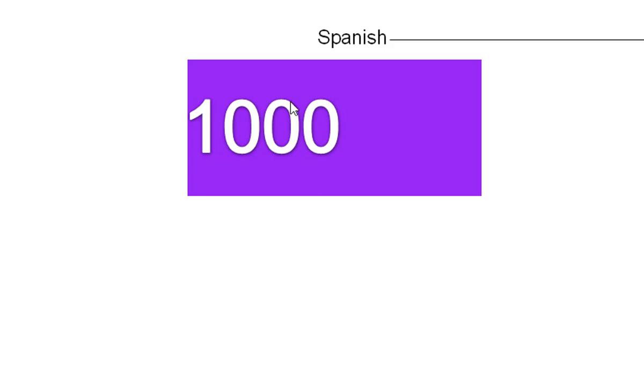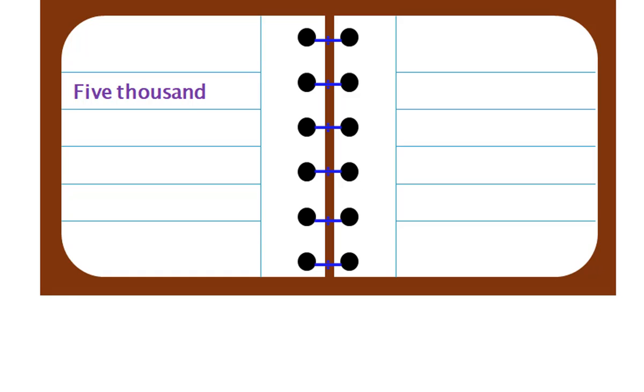Alright, now comes the 4-digit number 1000. So it's called mil. Mil. So you want to say 5000. So 5 is 5 and 1000 you know is mil. So it's 5 mil.